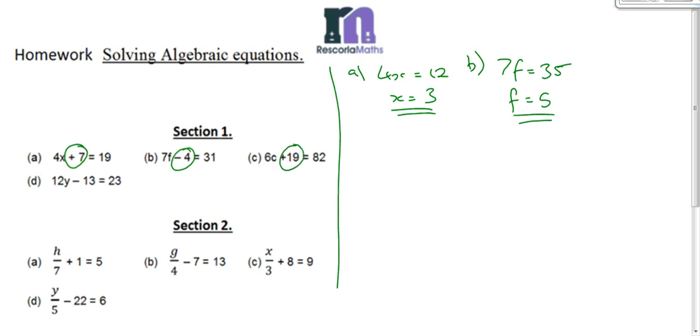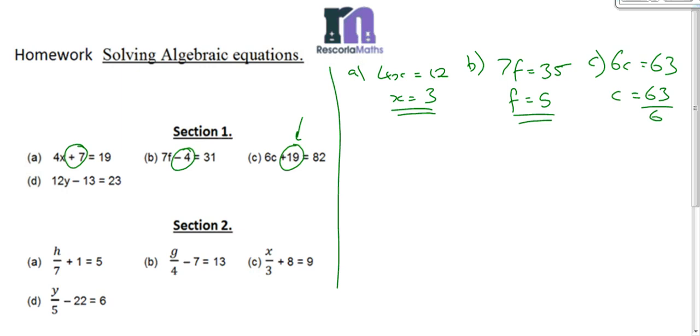Next question. This one was a little bit naughty. I didn't mean to put this one in there. But if we see it through, we come back to these questions a little bit later anyway. But if we take away the 19 from both sides, what we get is 6c equals 63. And then what we do is we divide by 6, so we get 63 over 6. And we can just leave it like that because 6 doesn't go in there equally.